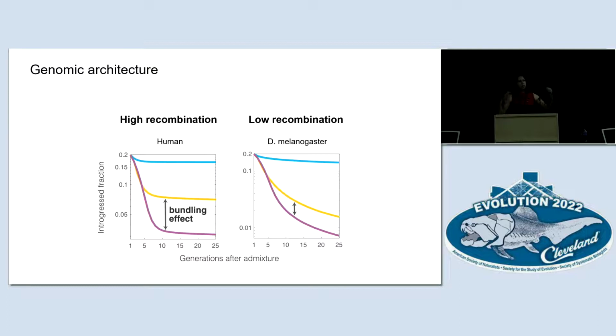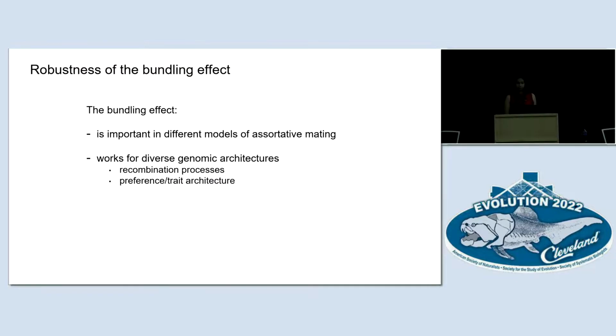Now, this is because the conversion of trans covariance to cis covariance is primarily occurring through recombination between maternal and paternal copies of the genome. In high recombination species, the conversion of trans to cis is facilitated by the high recombination rate throughout the genome. And so high recombination species end up having a stronger cis channel of the bundling effect, and therefore a stronger bundling effect overall.